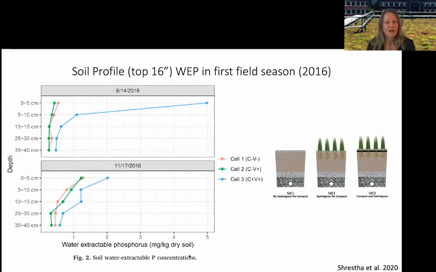Looking quickly at the soil profile in the same project, the blue line is the cell that received the low phosphorus compost, and this is the top 16 inches water extractable phosphorus in June and in November. So you see over time, this phosphorus moves down by November lower into the cell profile layer. And you see the red and green lines move up, and this is influent phosphorus that's coming off the landscape, coming into the bioretention cell and increasing the amount of the upper soil layers' water extractable P.